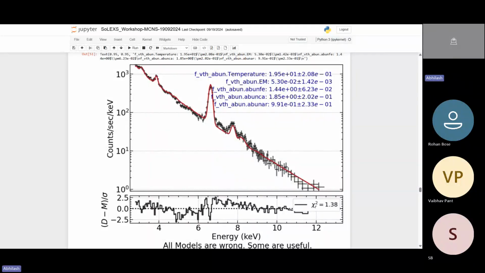It's a very multi-thermal plasma. And what we are trying to do is approximate that all the flaring plasma that we are observing is at a single temperature, which is exactly not true, but it's a good enough approximation, and we are getting a good enough chi-square as well.